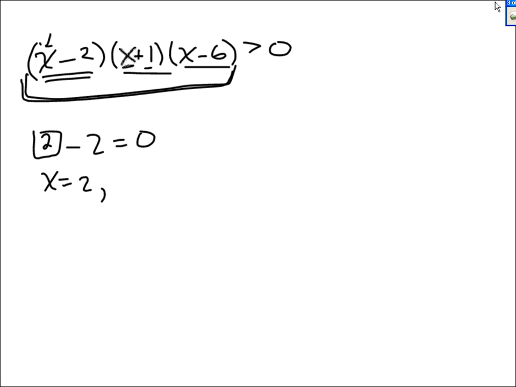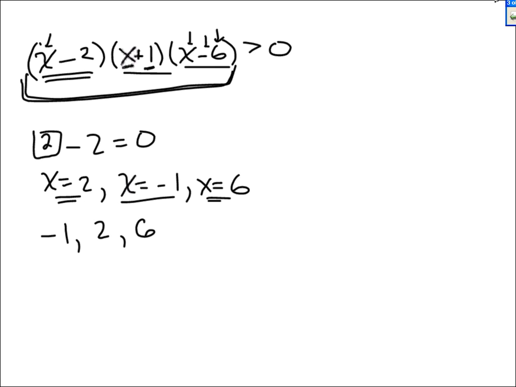Some number plus 1 is 0. What's the number? Negative 1. Some number, when you take away 6, gives you 0. Well, that number is 6. 6 minus 6 is 0. Now you should write this in increasing order. Smallest number, next smallest number, largest number.